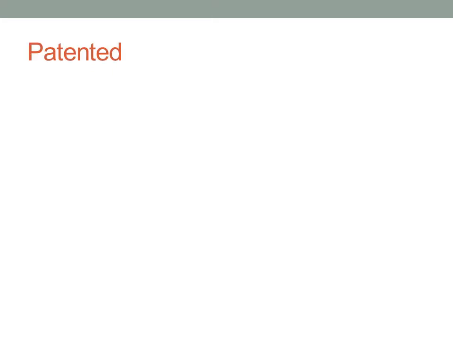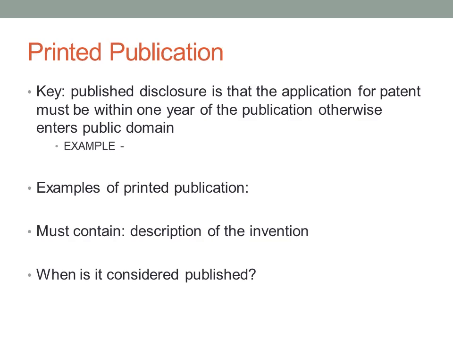The next one, patented. We just talked about it. I'm sorry. If it's patented already, then you don't get to patent another one, because somebody has it, or you've already done it. So, printed publication is where we are at. So if your published disclosure is that, the application for the patent must be done within 1 year.